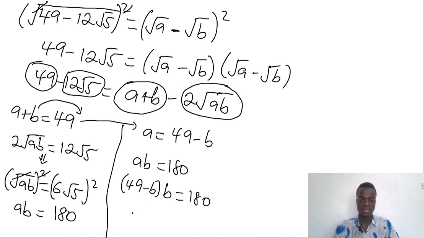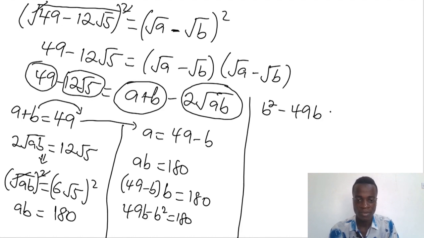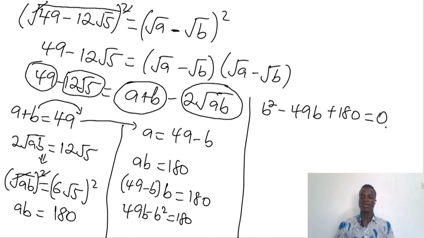So with this 180, we now expand. We have 49B minus B squared is equal to 180. I like writing everything in the form aB squared plus bB plus c. So rearranging, I'll just have B squared minus 49B plus 180 equals 0. We need to now factorize.